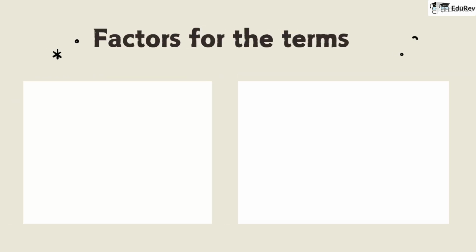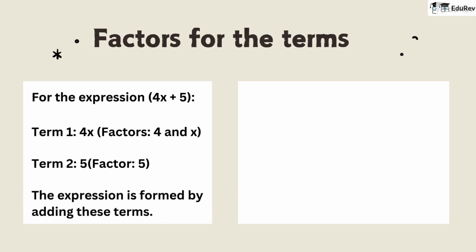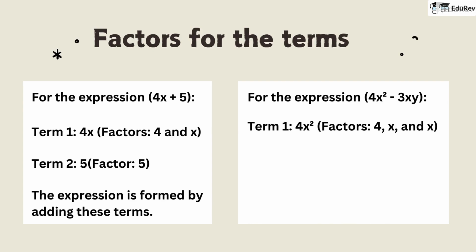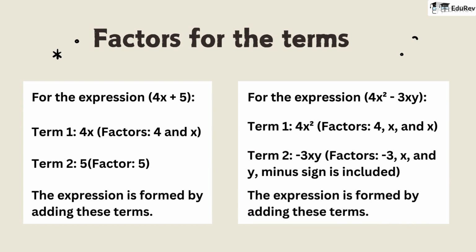Next, let's look at factors for terms. For the expression 4x plus 5, the first term is 4x and its factors are 4 and x. The second term is 5, which has one factor, which is 5. The expression is formed by adding these terms. Similarly, for the expression 4x squared minus 3xy, the first term is 4x squared with factors 4, x, and x. The second term is minus 3xy with factors minus 3, x, and y.